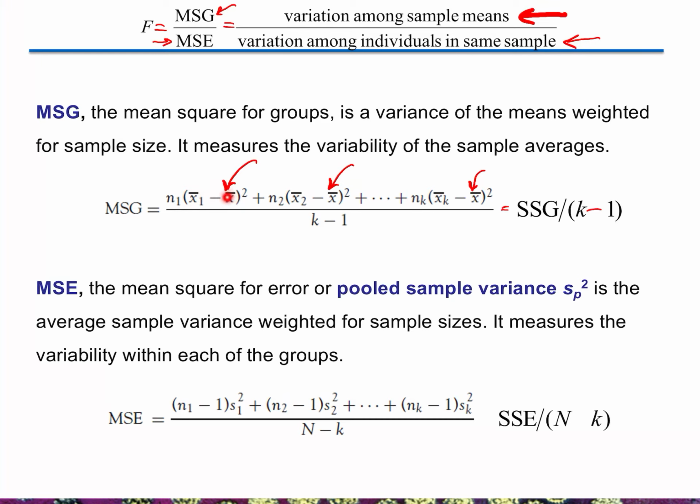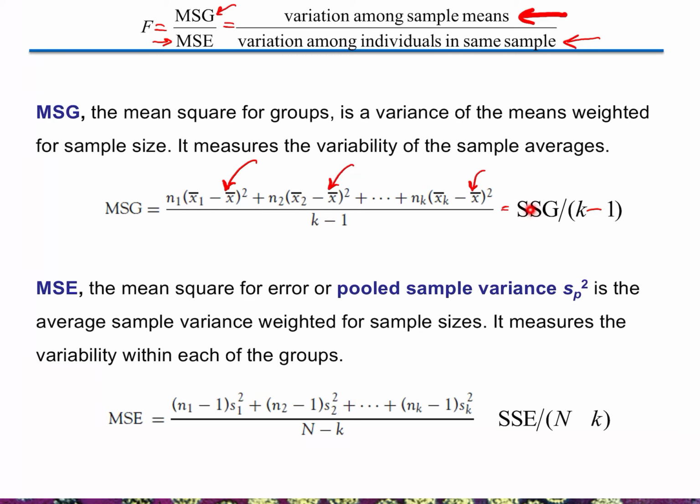So for sample 1, we take that sample mean and subtract the overall mean from it, square that difference, and multiply it by the size of sample 1. We then do the same thing for sample 2: the sample mean for sample 2 minus the overall mean of all the samples, square that difference, and multiply that by the size of sample 2, and so on for all the rest of our samples.